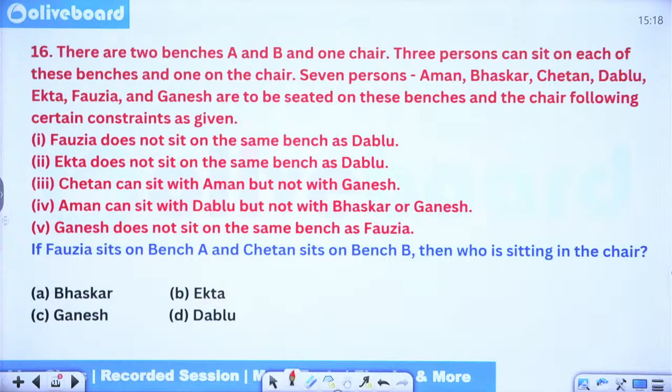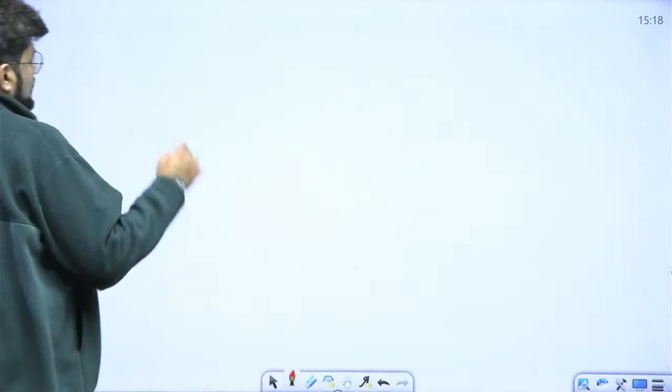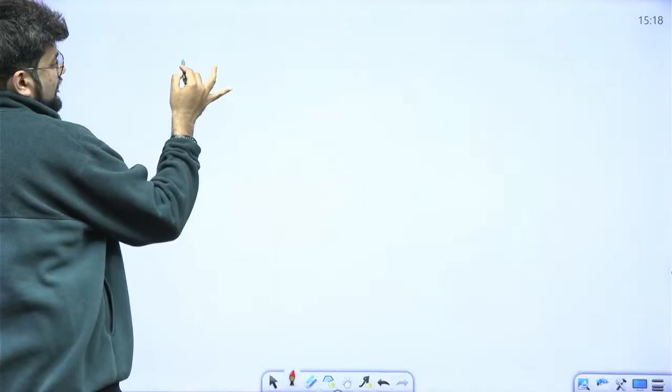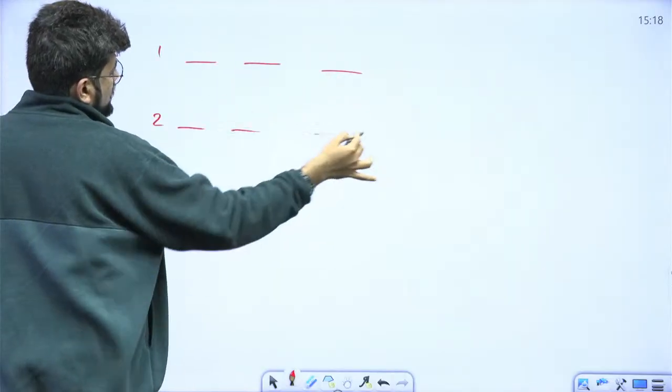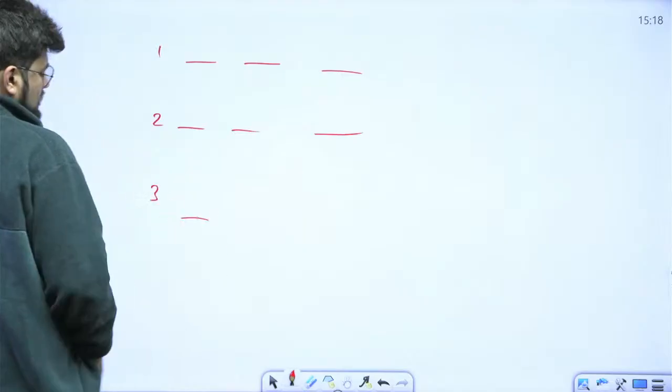Okay. There are 2 benches, A and B, and 1 chair. Perfect. 3 persons can sit on each of the benches and 1 on the chair. Okay, so let's set up the scope first. So bench 1, we have 1, 2, 3. Bench 2, 1, 2, 3, and the third is a chair. Okay.